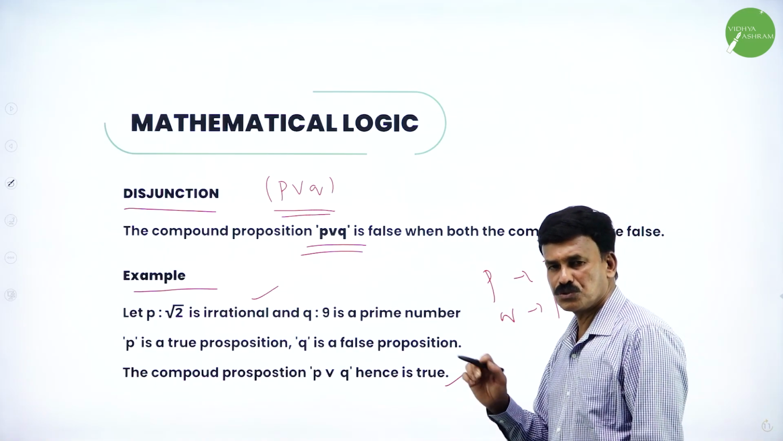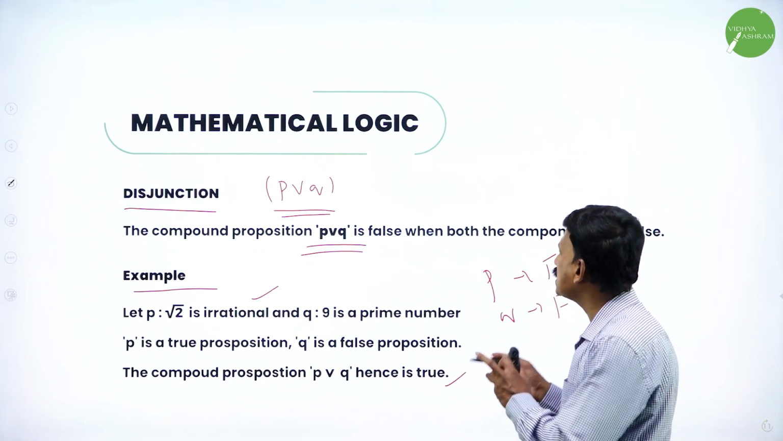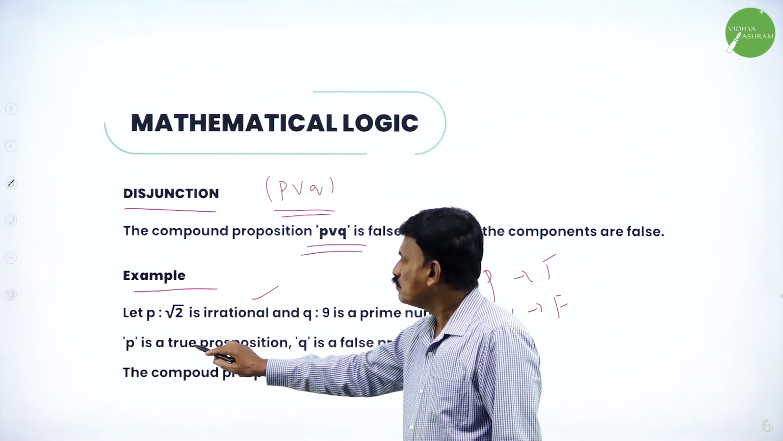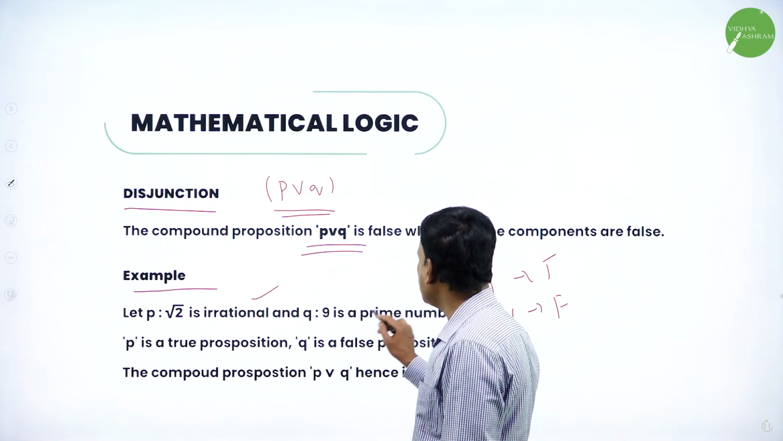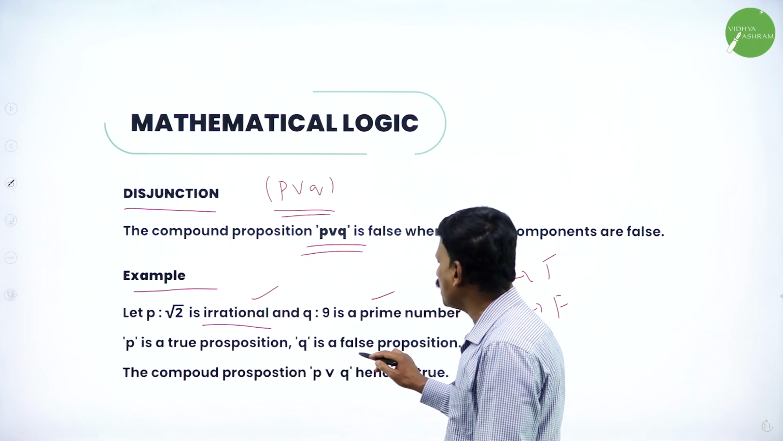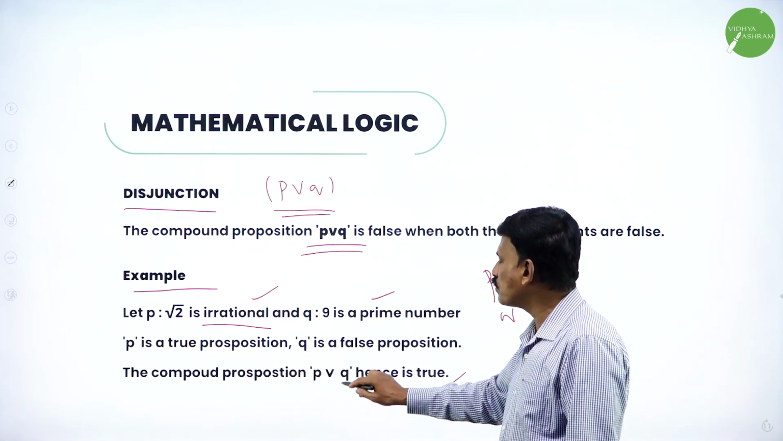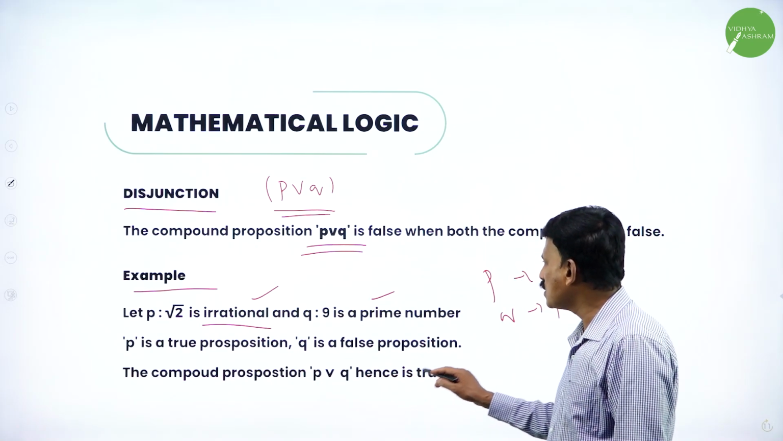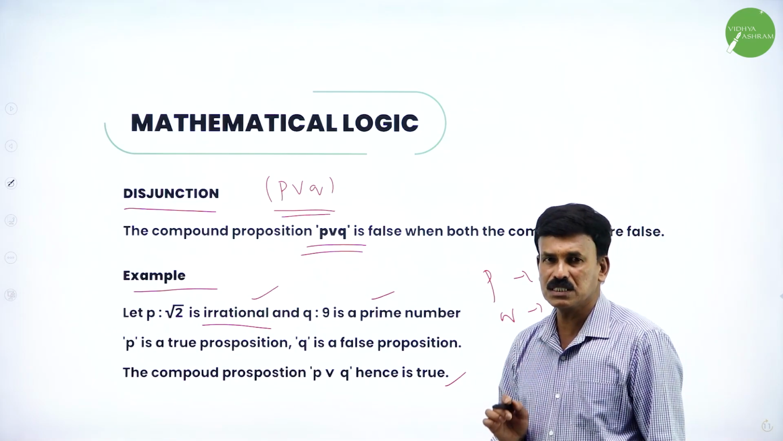True and true is true. True and false is true. False and true is also true. Only false and false is false. So let us take an example. P is a true value here, that is root 2 is irrational. Q: 9 is a prime number. So root 2 is irrational is a true statement. Q, that is 9 is a prime number, is a false statement. The compound proposition P disjunction Q, that is true disjunction false, is again true. That means if it is F and F, then only it is false, right?